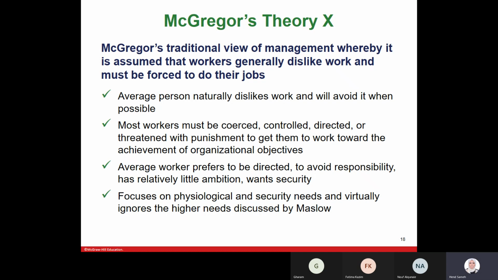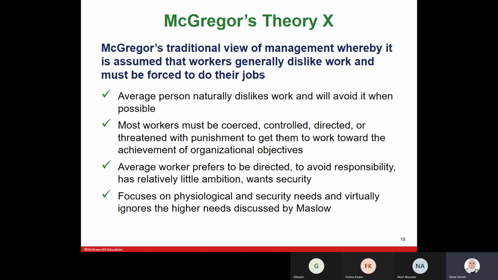Okay? If you remember when we talked about leadership and the types of leaders, we said three types of leaders. Anyway, we talked about the autocratic leader and the democratic leader and the free rein leader. Remember? The autocratic leader is suitable for these kinds of theories.